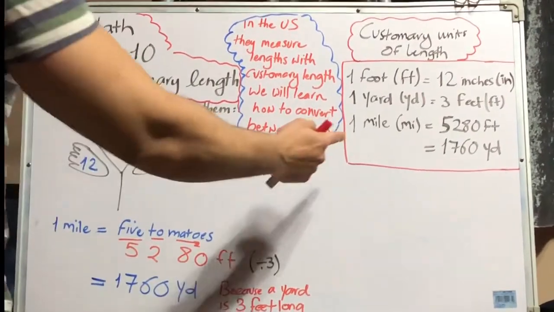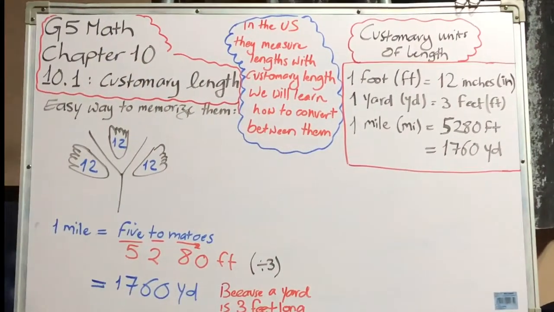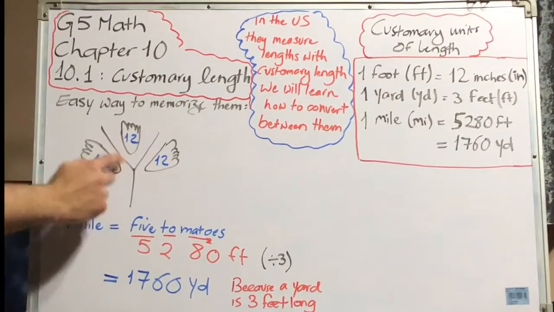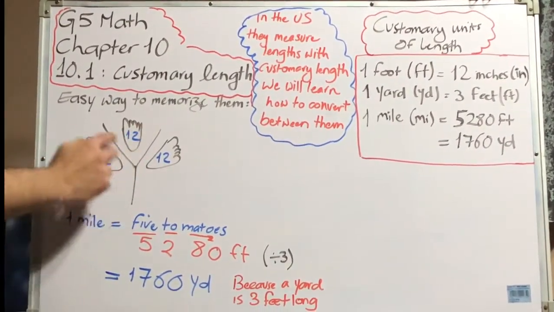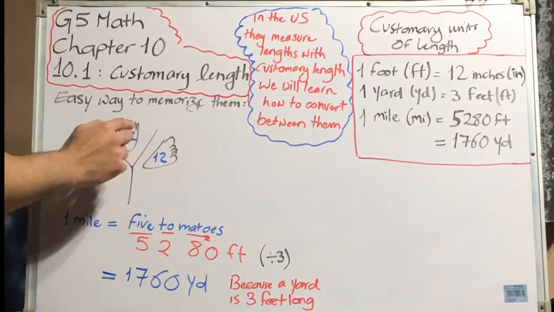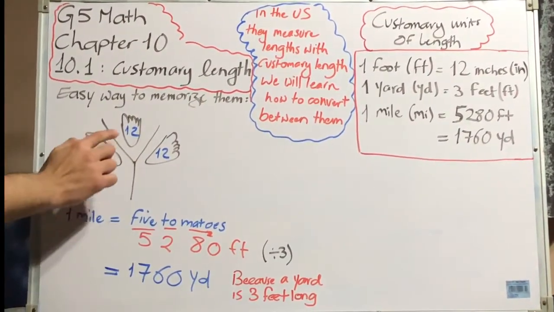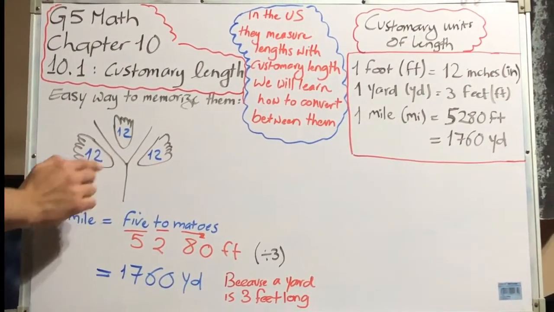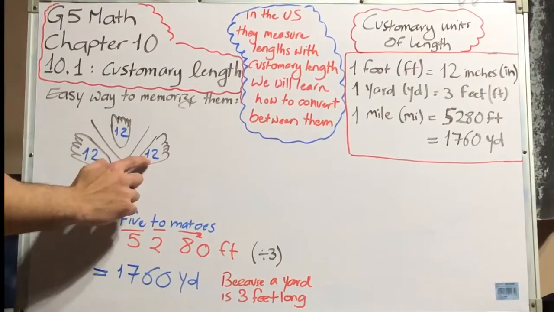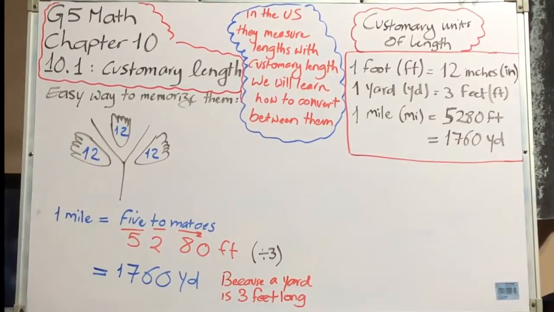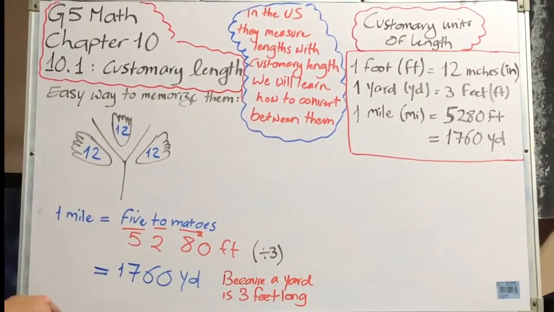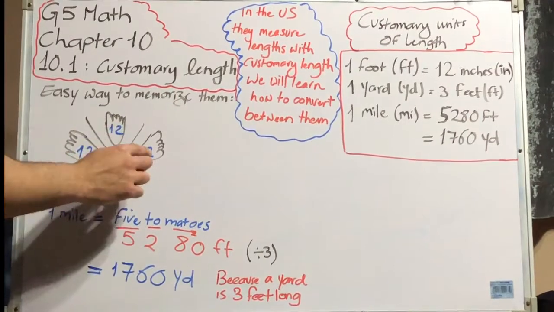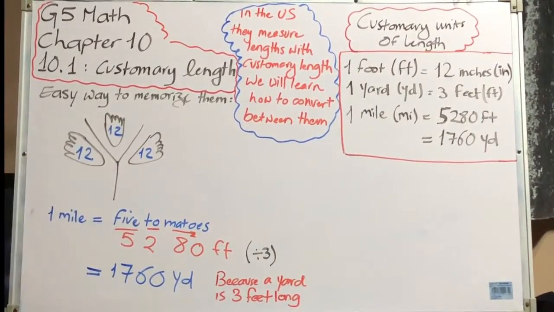Is there an easy way to memorize them? Yes, there is. You're going to draw a Y. This is going to represent a yard. So a Y has 3 feet. Each one of these is a foot, and each foot has 12 inches inside. So the 1 yard has 3 feet, and each foot has 12 inches inside.